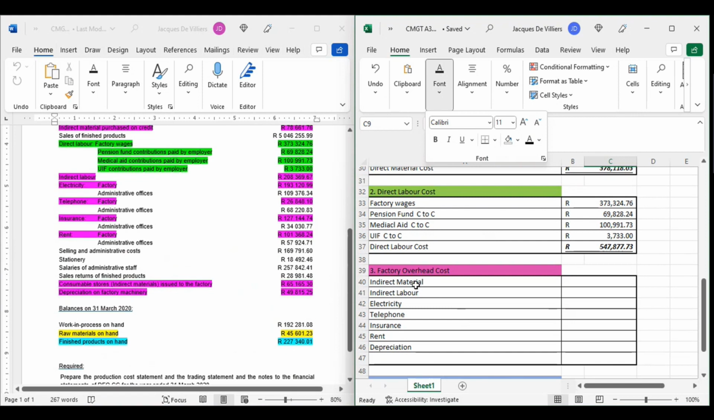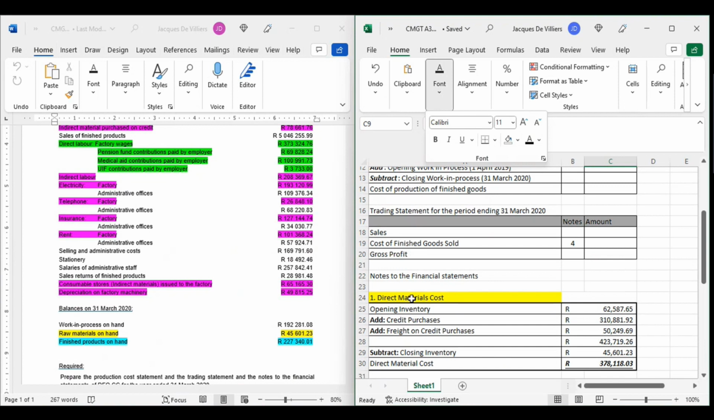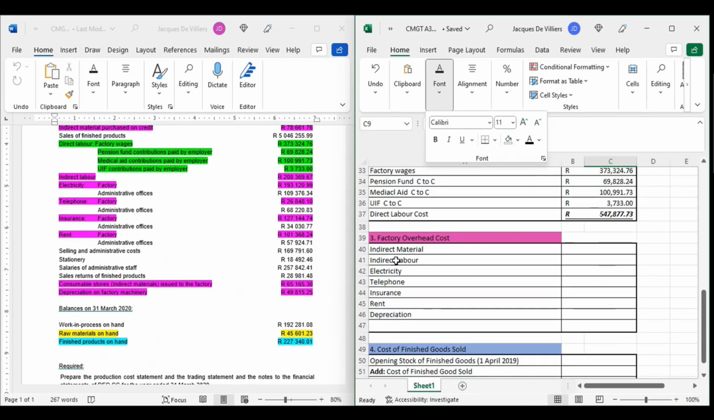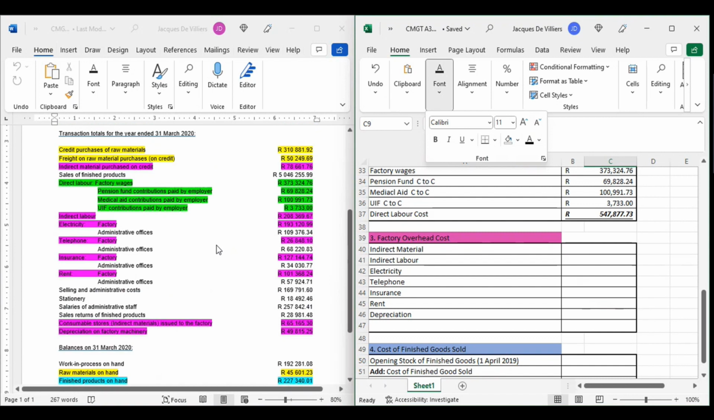We're looking at our indirect material, our indirect labor. There we had our direct labor. Now we look at our indirect labor and material, and then the electricity, telephone, insurance, rent, and depreciation, but only those parts of these monthly expenses that actually contributed to the factory. The rest is admin cost. It's got nothing to do with our production cost statement. So we look for indirect material.